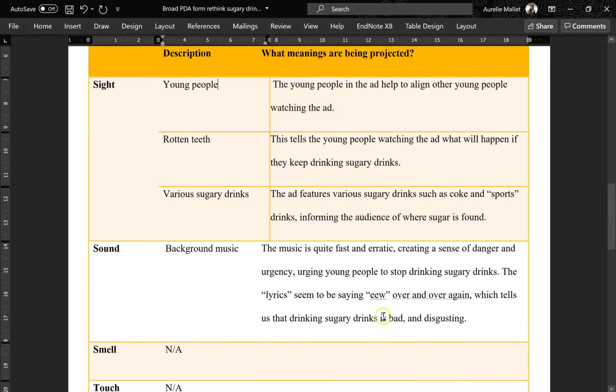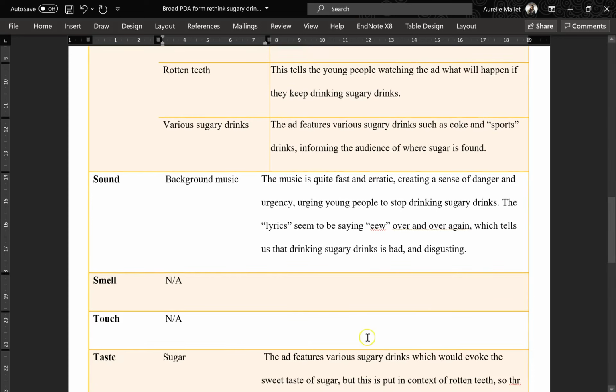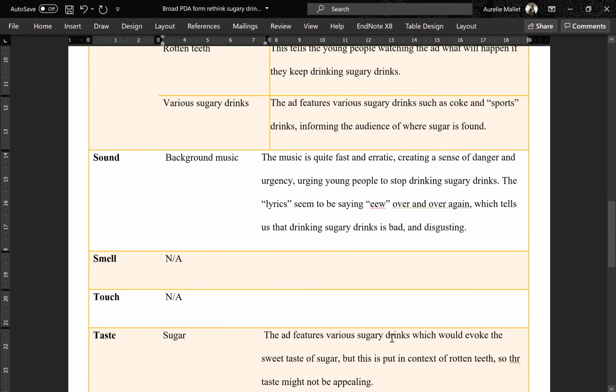Then we've got the background music, which is quite fast and erratic, and it creates a sense of urgency, urging young people to drink water instead of sugary drinks.